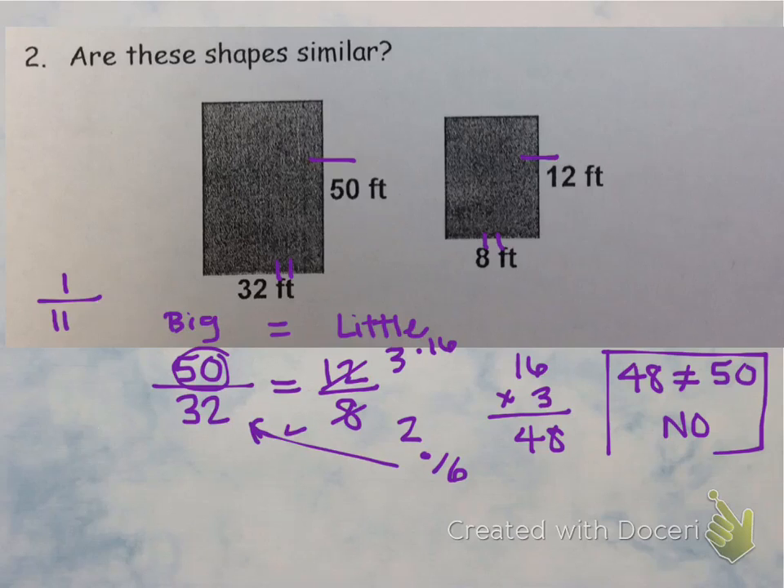This is how you prove it. This is how you will show us no. 48 is not equal to 50, therefore it is a no. These shapes are not similar.